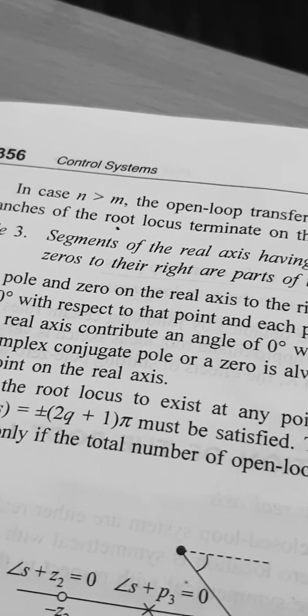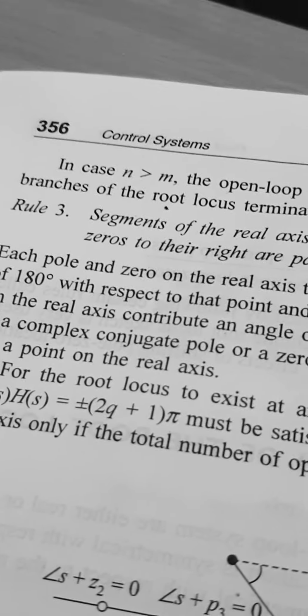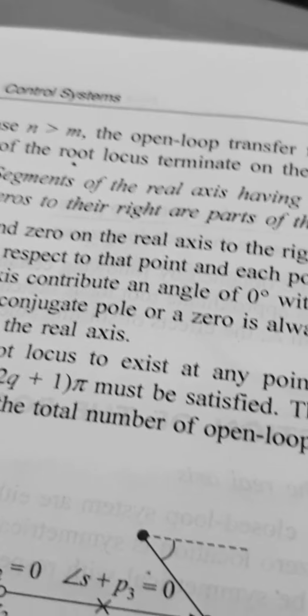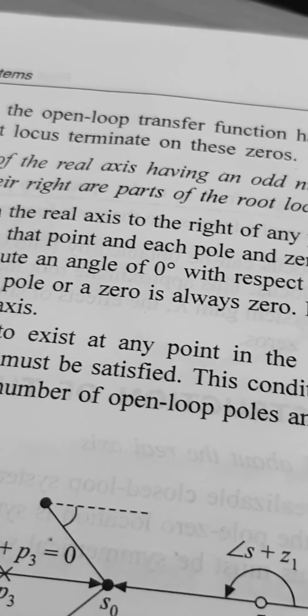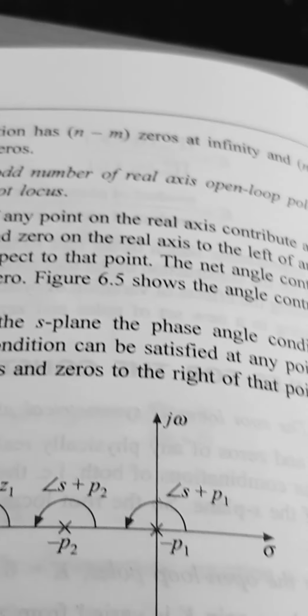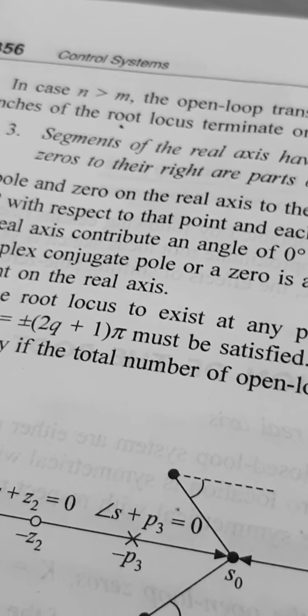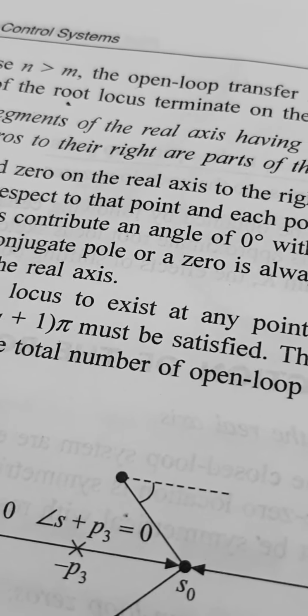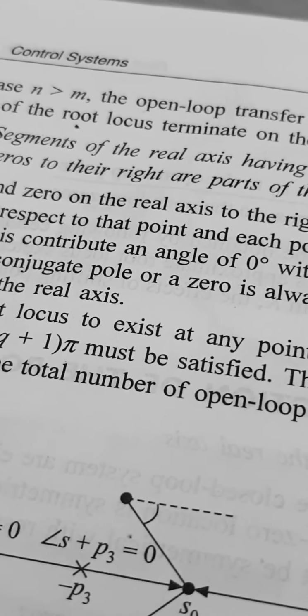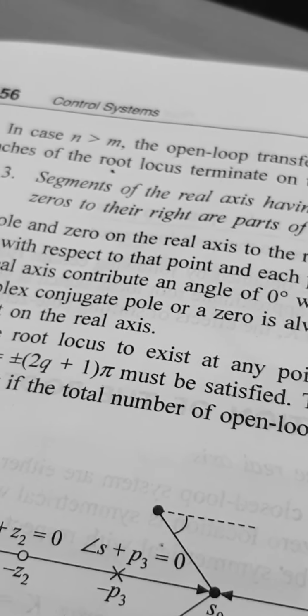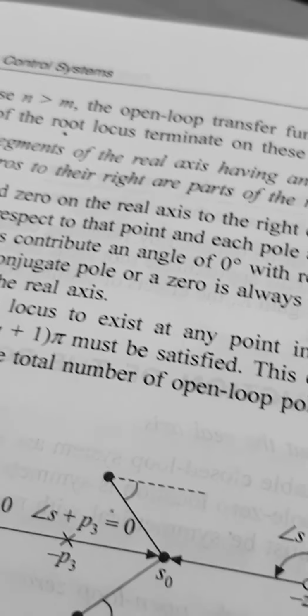In the previous video, we were discussing rule 3: a segment of the real axis having an odd number of real axis open loop poles and zeros, that means the total number of poles and zeros, including both, to the right are parts of the root locus. So this I was explaining.